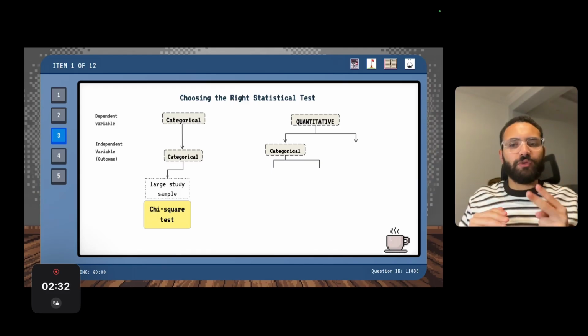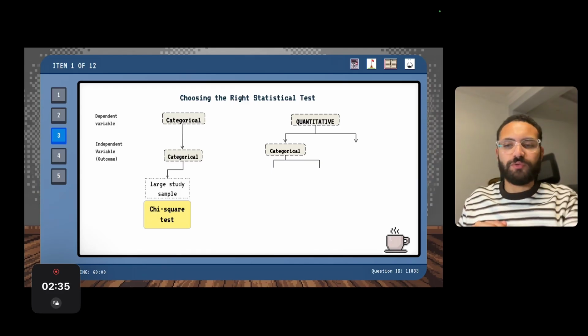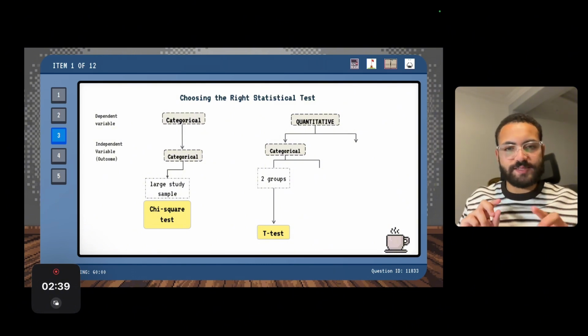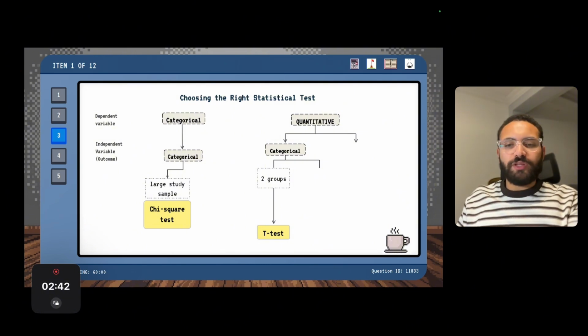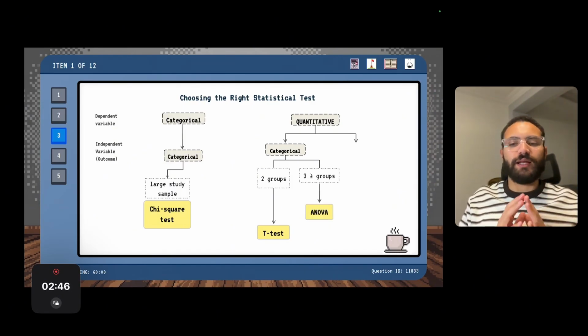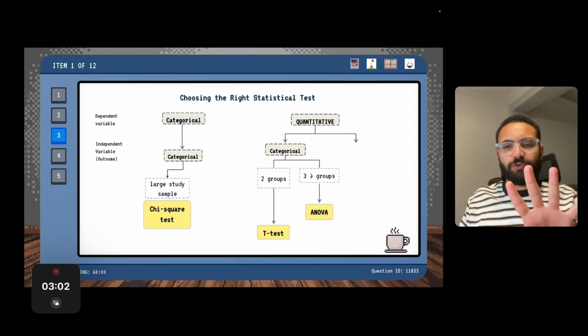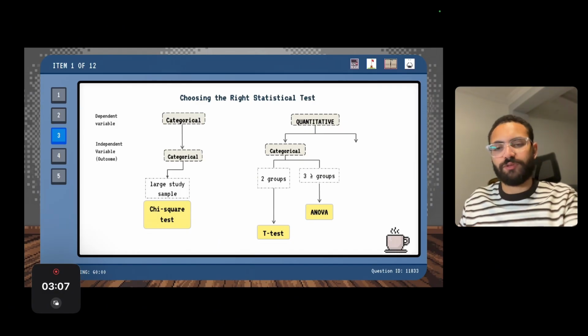If we are dealing with only two groups, then we are going to use the simple t-test, not the paired one, but the simple t-test. If we are dealing with more than two groups, like three or more, then we are going to use the analysis of variance. Like, for example, if we are going to measure the mean blood pressure in heavy smokers, moderate smokers, mild smokers, and non-smokers. So we have here four groups. So we are going to use the analysis of variance or ANOVA test, one way ANOVA test.